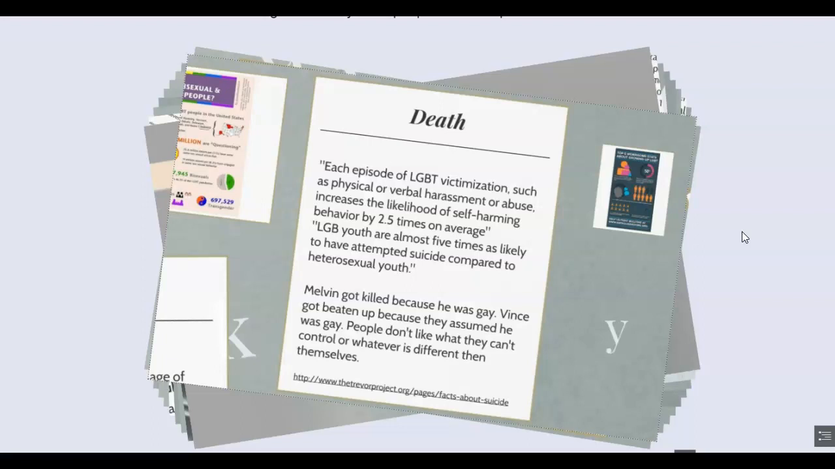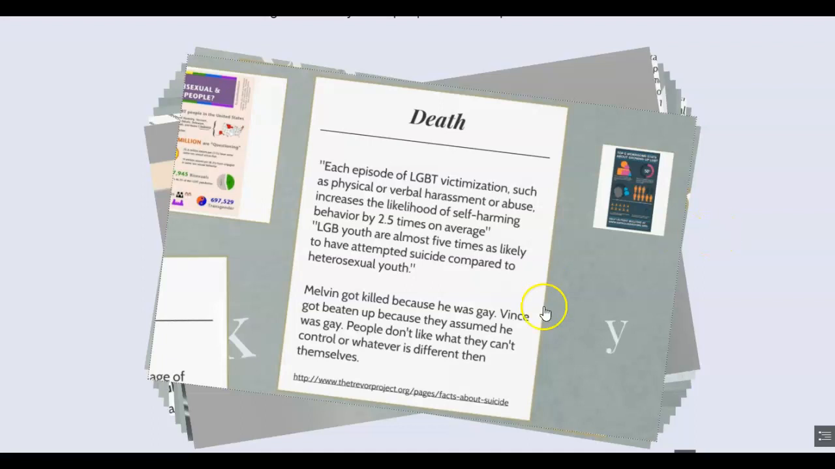So, on the subject of death, each episode of LGBT victimization, such as physical or verbal harassment or abuse, increases the likelihood of self-harming behavior by 2.5 times on average. LGBT youth are almost 5 times as likely to have attempted suicide compared to heterosexual youth. Marvin got killed in the story because he was gay. Vince got beaten up because they assumed he was gay. People don't like what they can't control or whatever is different than themselves.